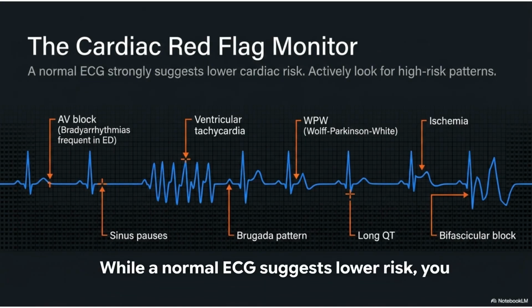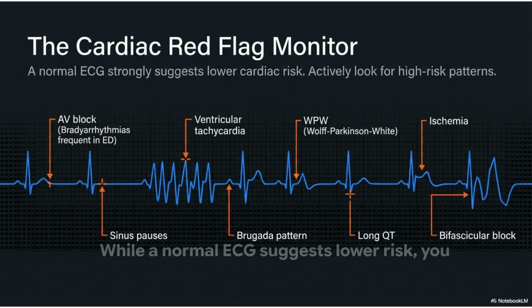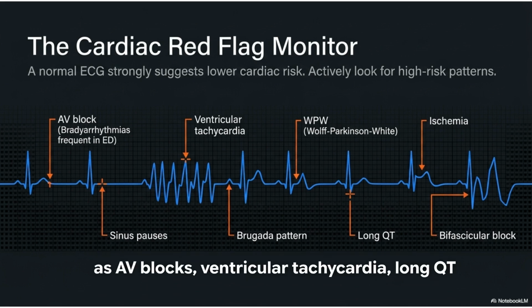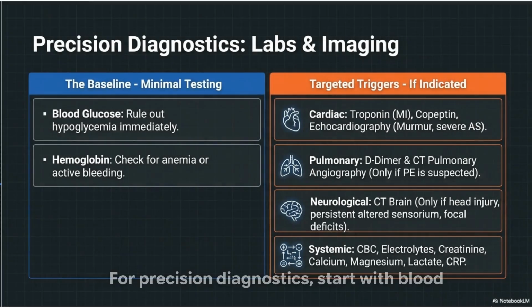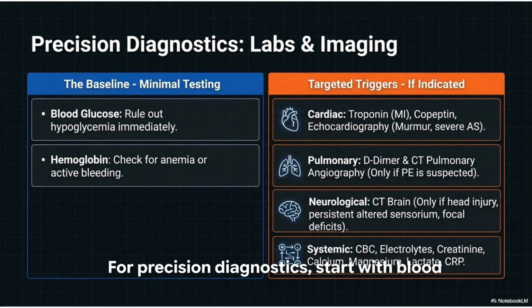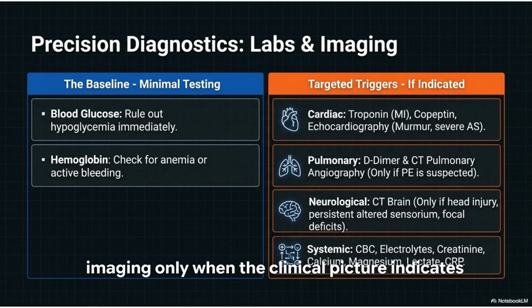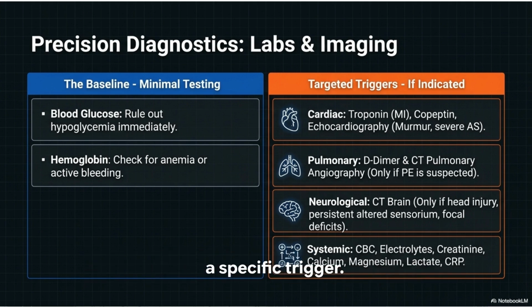While a normal ECG suggests lower risk, you must actively look for high-risk patterns, such as AV blocks, ventricular tachycardia, long QT, or Brugada patterns. For precision diagnostics, start with blood glucose to rule out hypoglycemia and hemoglobin to assess for anemia. Order other tests like troponins, D-dimer, or imaging only when the clinical picture indicates a specific trigger.